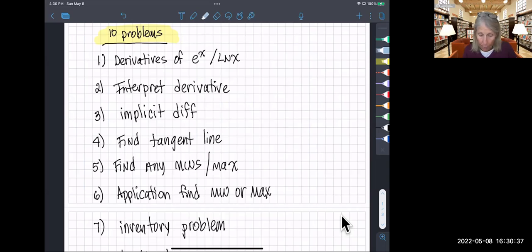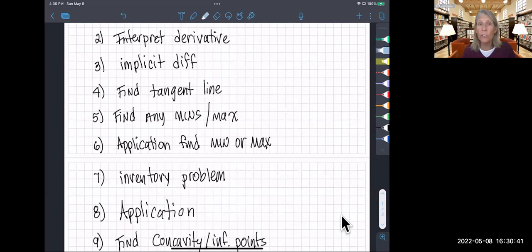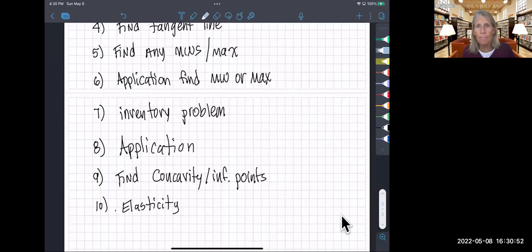You'll have an implicit differentiation problem. I'll ask you to find a tangent line. We had that probably on the last test too. Find maxes and mins, right? That's what we've been doing. An application where you have to find a max or a min.